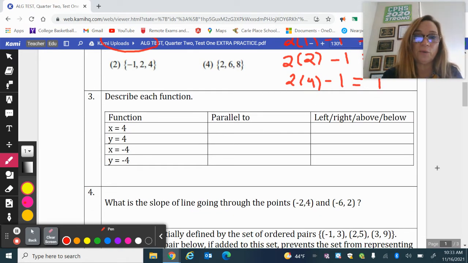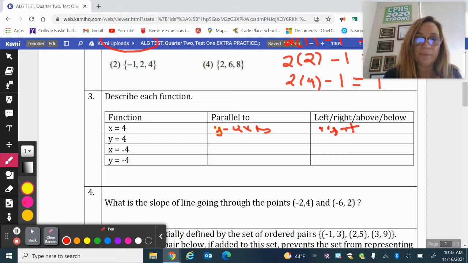Describe each function. So x equals 4 is parallel to the y-axis. That was weird. It came up yellow. Oh, my handwriting is terrible here. And since it's a positive 4, it's going to go to the right. I know that the handwriting is hard to see, so just make sure you're listening, okay?